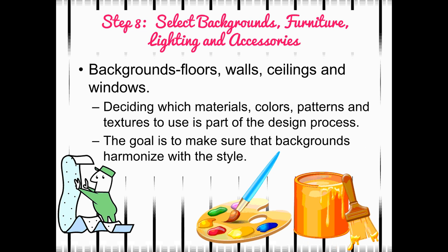After that, step 8 is to select backgrounds, furniture, lighting, accessories. Backgrounds: floors, walls, ceilings, and windows. So you're going to start with your backgrounds, meaning what color you're going to paint the wall, how you're going to have your ceiling, are you going to add texture, are you going to add shape, how are you going to have harmony. Looking at your window treatments, your windows, decide what materials, colors, patterns you're going to use as part of the design process. The goal is to make sure that backgrounds harmonize with the style that you're trying to create.